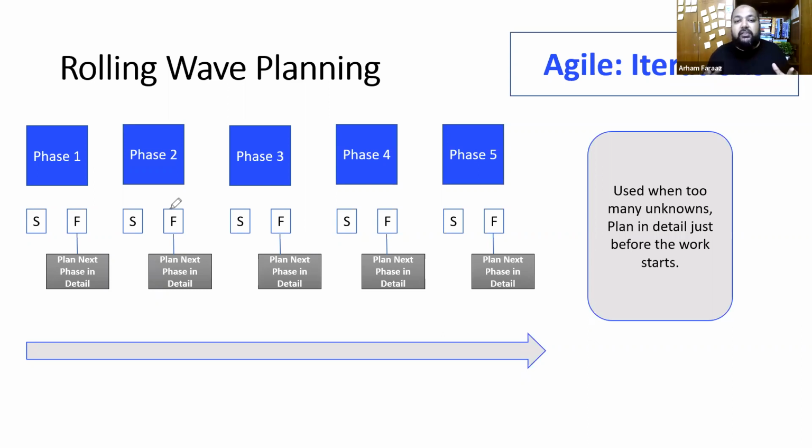Okay. For agile, it's more like for the agile iteration. In a particular iteration, once the first sprint is over, then you think of the next iteration, think about that, and plan that. Okay. Used when too many unknowns are there, plan in detail just before the work starts for the next phase. Okay, so that's about rolling wave planning.